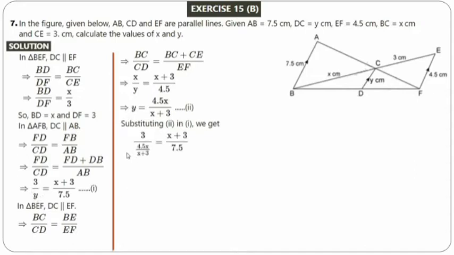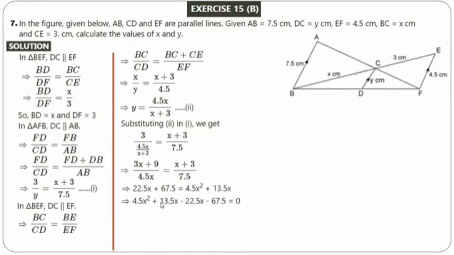So bring it to the numerator. So you get 3x plus 3 into 3 is 9. So 3x plus 9 divided by 4.5x is equal to this one. Do the cross multiplication. I am not showing all these steps. So after you arrive at this, divide both sides by 4.5.